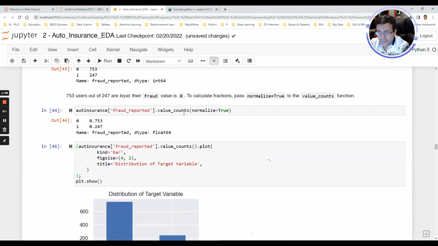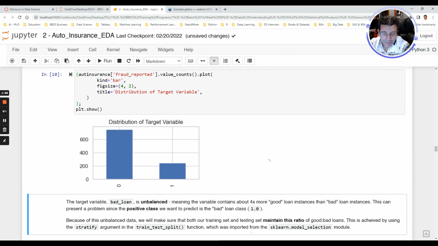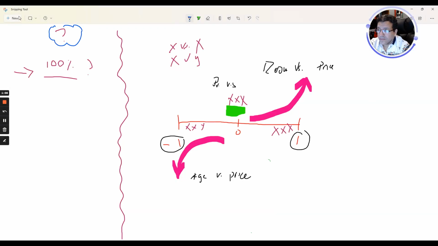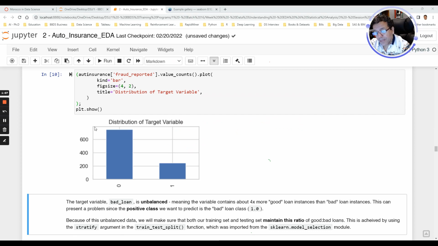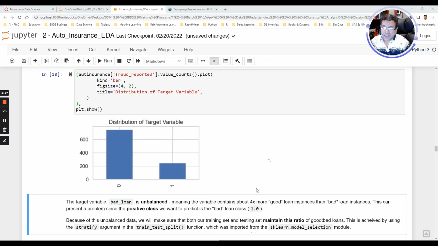This is Matplotlib. I'm sorry, this is Matplotlib.